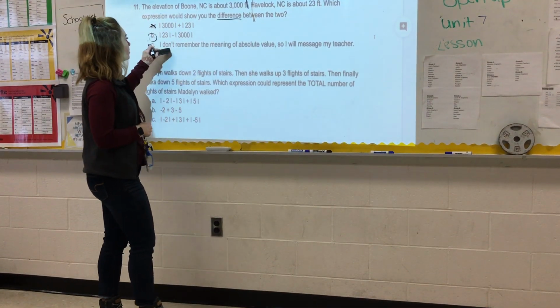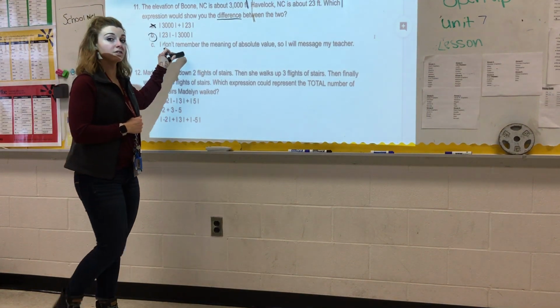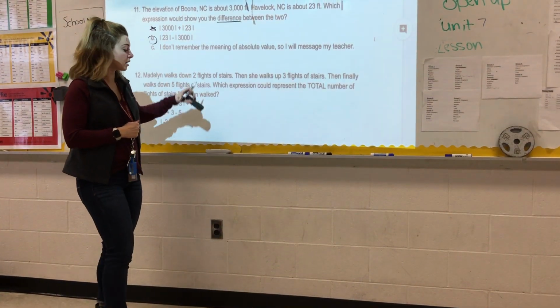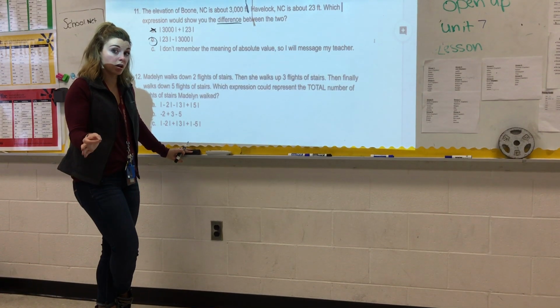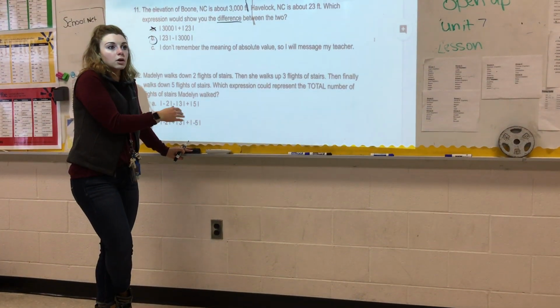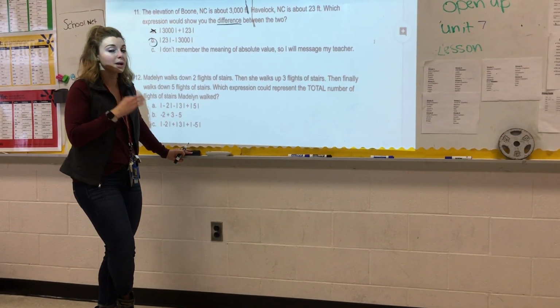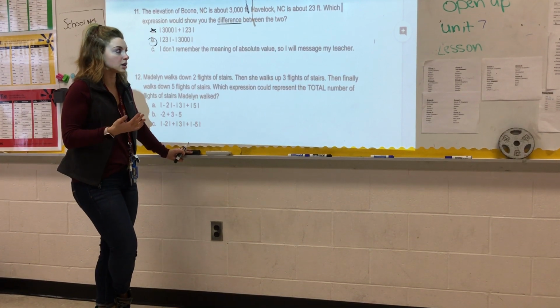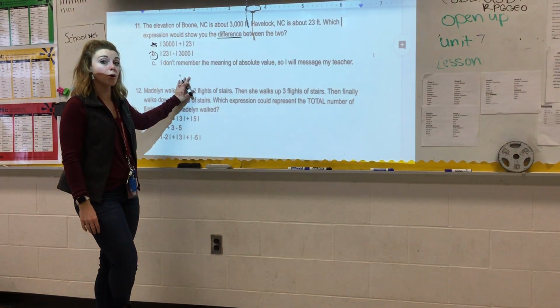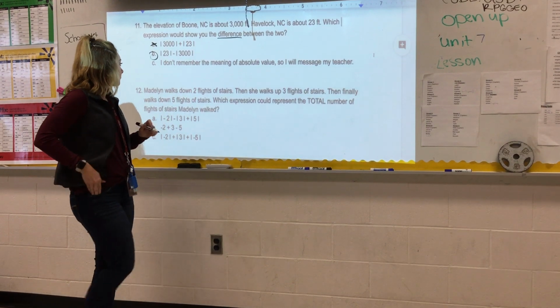But I know I put C as an answer choice because I know a lot of us get confused on absolute value, because that is something that is brand new in 6th grade. And we've heard all this before in some way, but absolute value is brand new. So I know that can get confusing. So please let me know if we need any extra help on that.